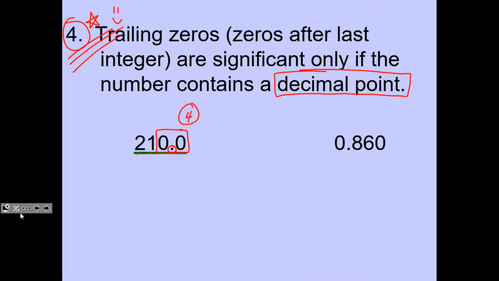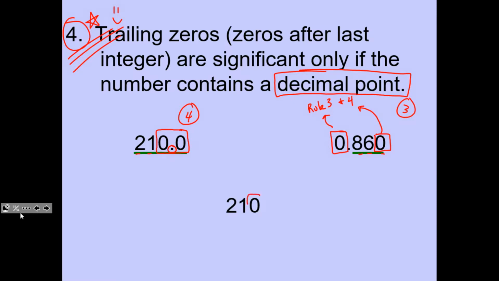0.860. I've got 2 rules here. Rule 3 and Rule 4. Let's point them out. I see a leading zero. That's Rule 3. I see a trailing zero. That's Rule 4. Which ones count? Those 3 right there. So there are 3 significant digits. Pause if you need to take a second to get that.